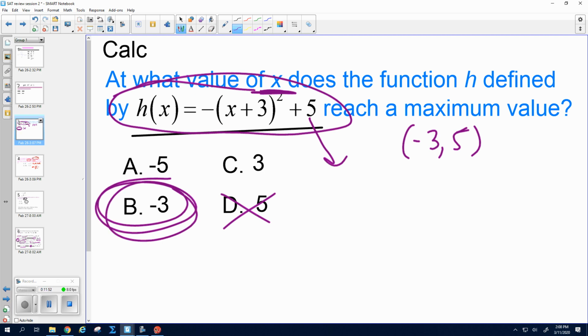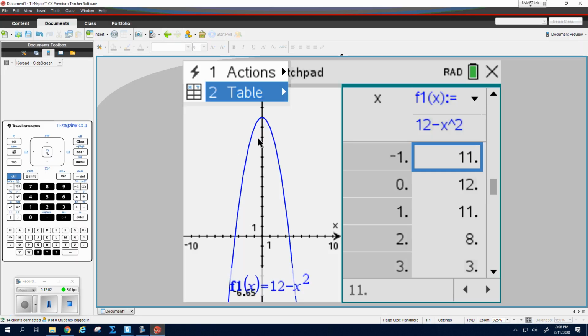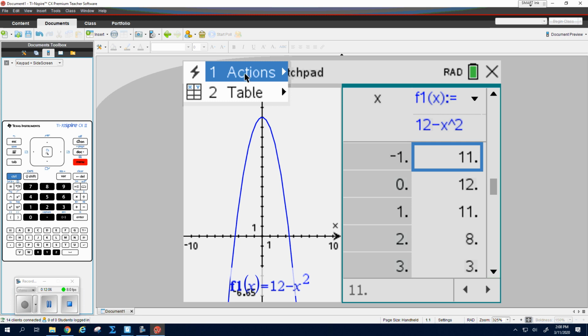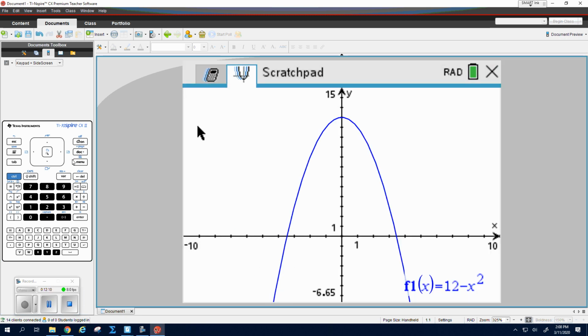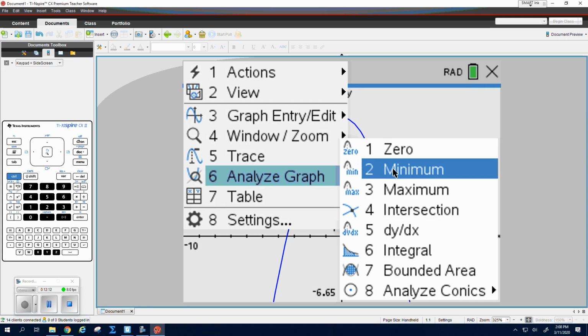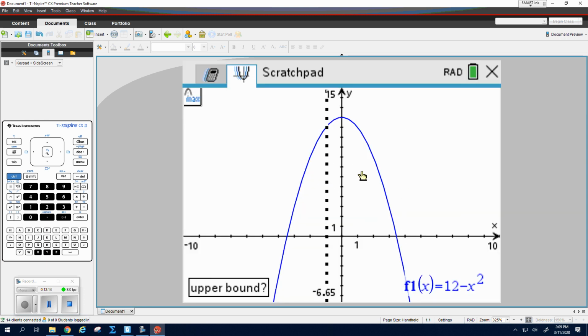You could obviously plug this in your calculator if you forgot how to do this and then find the min or the max. Just like we have here, you could find a maximum on this by going menu. Well, I got to get rid of my table, remove the table, menu, analyze graph, find a maximum. Do you guys remember how to do this? Yeah. Okay.